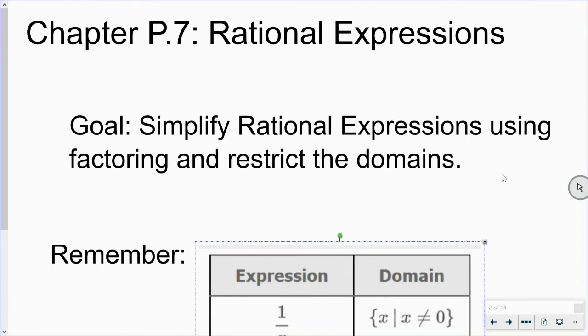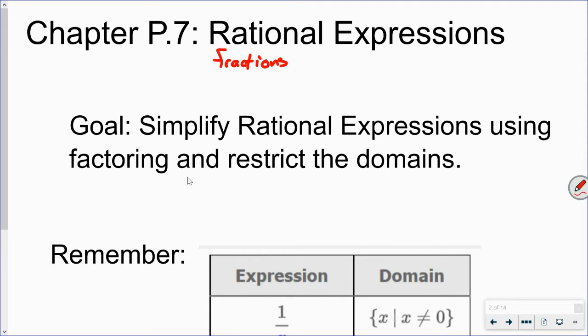Okay, so in P.7 here, we're talking about rational expressions. And rational is just a fancy word for fractions. So we're looking at expressions that have x or a variable as a fraction on the bottom. So our goal here is to simplify rational expressions using factoring and restricting the domains.